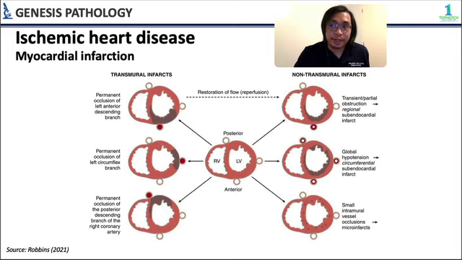V5 and V6, that's your lateral wall. So, when the left circumflex is blocked, okay, lateral wall infarct, your V5 and V6 will have ischemic changes. Include also leads 1 and aVL, that's the high lateral wall. Okay? Sige. So, a few more pearls.